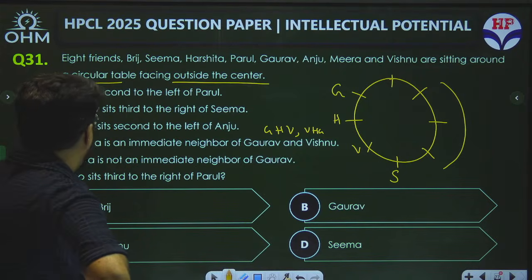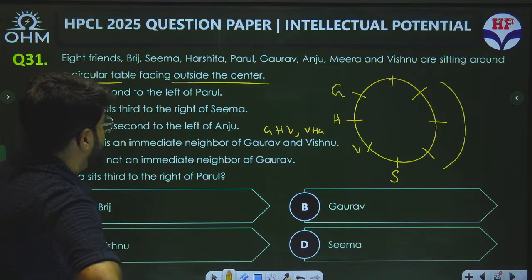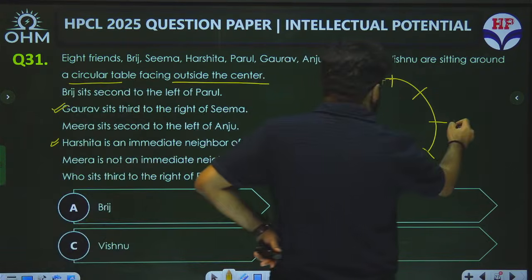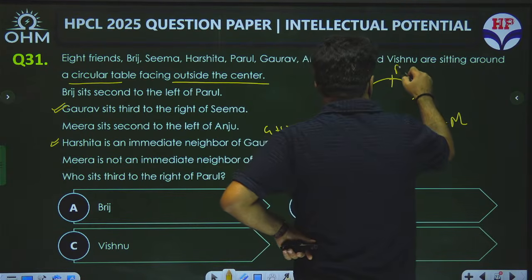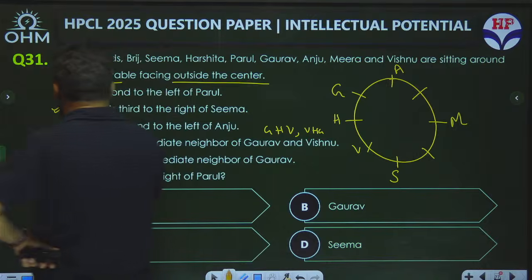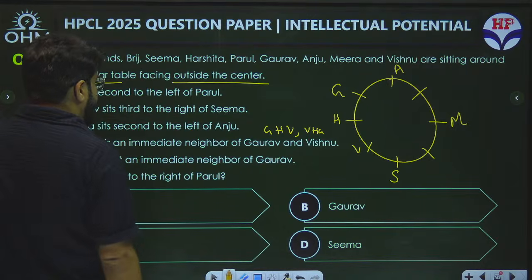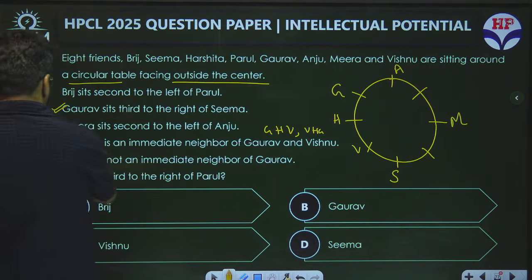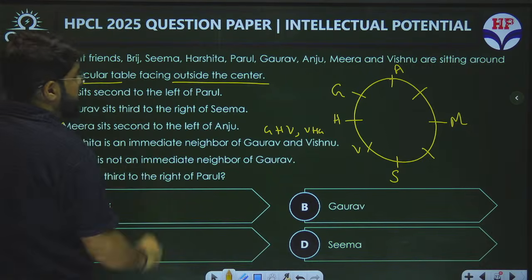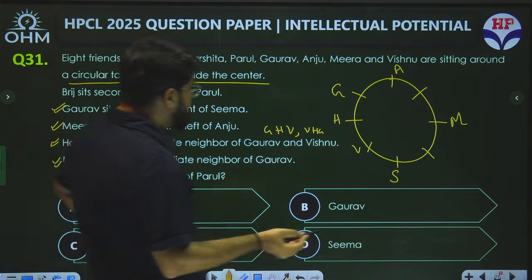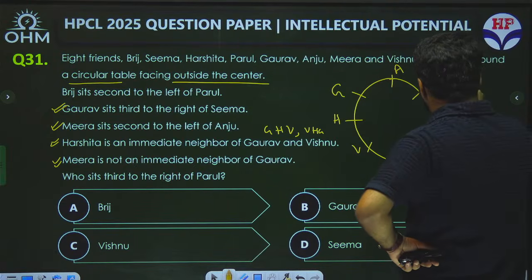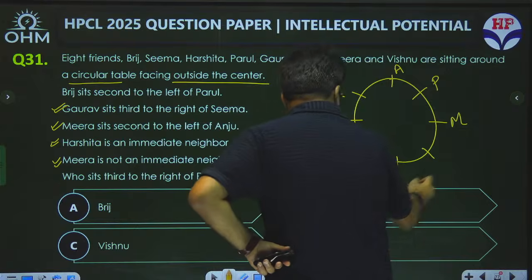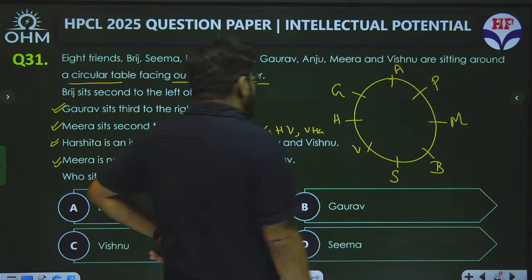Harshita is an immediate neighbor. That is okay. Meera is second to the left of Anju. Again I'll try. Suppose this is Meera, and Meera is second to the left of Anju. Anju is then here. Suppose this is correct. Meera is not an immediate neighbor of Gaurav. That is satisfied. Bridge is second to the left of Parul. So only 2 positions are left. So this can work. If Parul is here, second left, bridge can come up here.